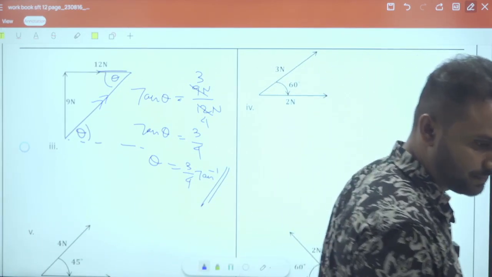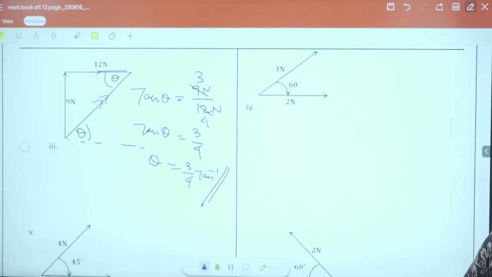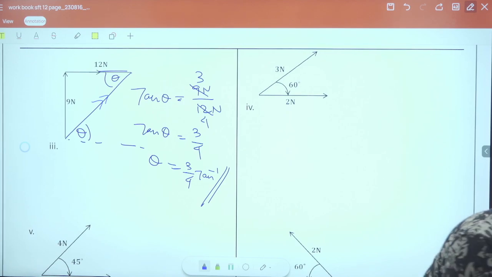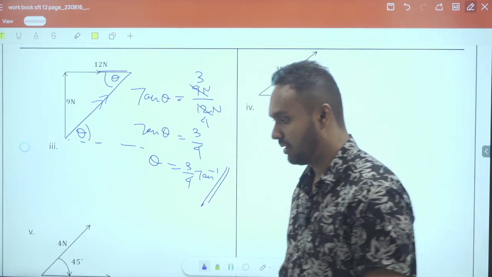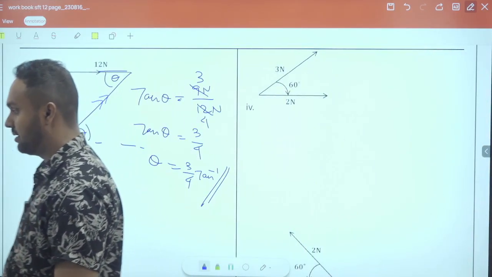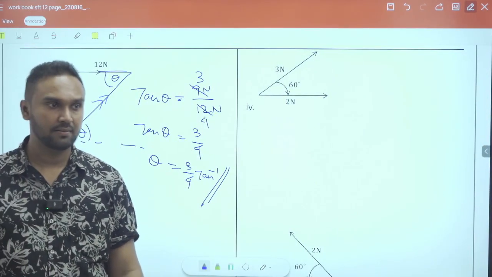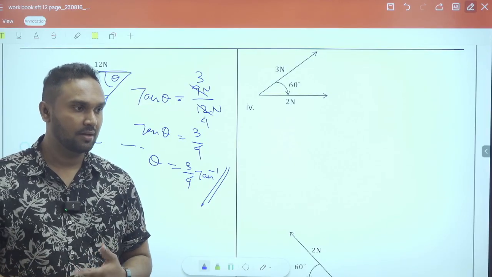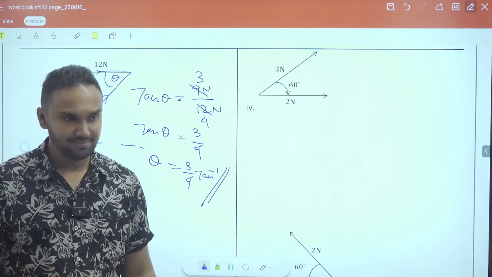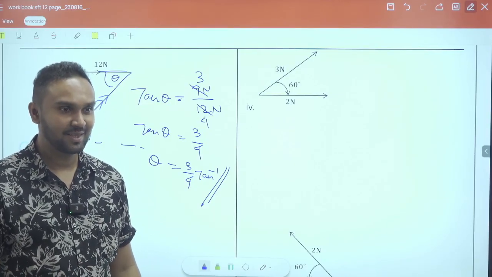Done. Have a calculator, that's fine, because you can use the calculator in the exams as well. In the A-level exam, you can use the calculator. You can use the calculator if you want.